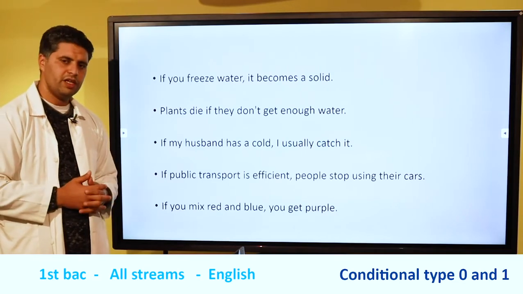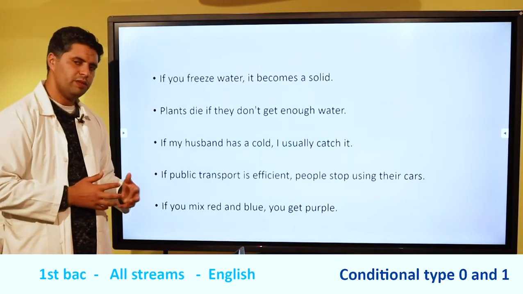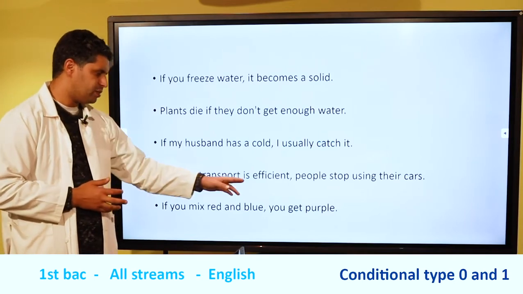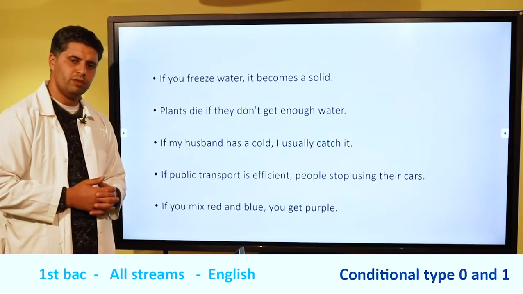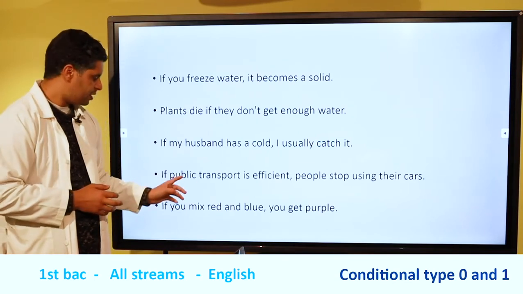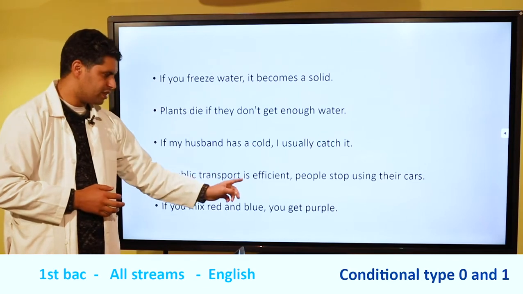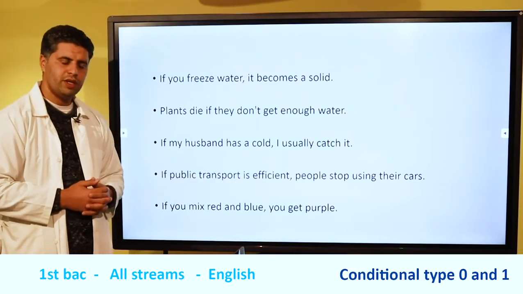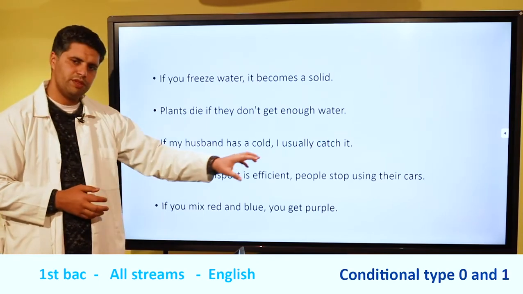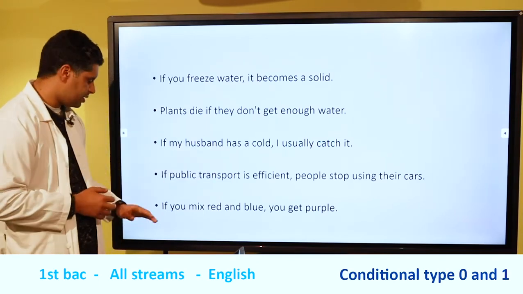The verb to be is like any other verb. The verb to be can be conjugated with all the tenses that we have in English. So here the verb to be is conjugated in the present simple. Why? Because we need to use the present simple. So if public transport is efficient, people stop using their cars. Present simple, so it is the conditional type 0.